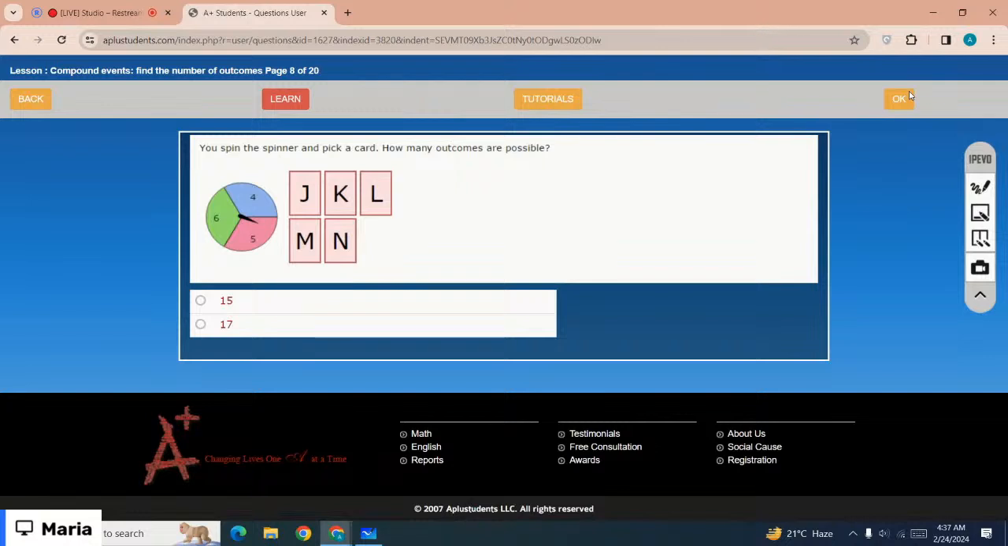The next one is you spin the spinner and pick a card. How many outcomes are possible? Which is the correct option? The correct option is, yes, that is 15. 3 times 5, that makes 15.